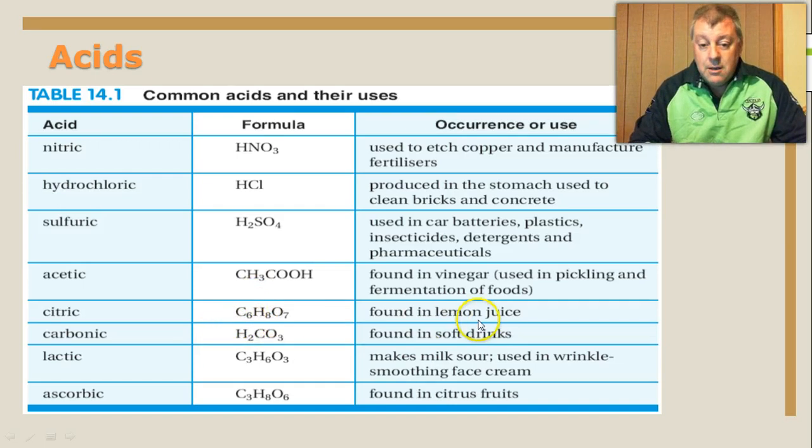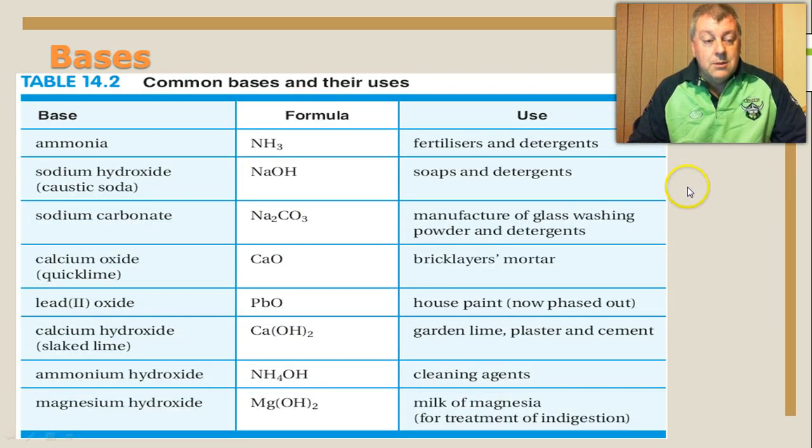Citric acid, found in lemon juice. Carbonic acid, found in soft drinks. Lactic acid, it's what makes milk sour. It's also in some face creams. And ascorbic acid, which is also found in citrus fruits. So there are some common acids, some of which you've heard about and some of which you haven't, but acids are around us and we use them all the time, not just in chemistry experiments.